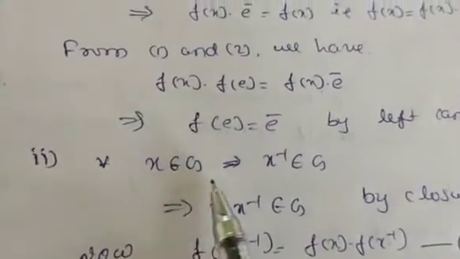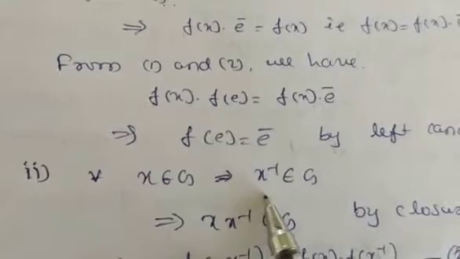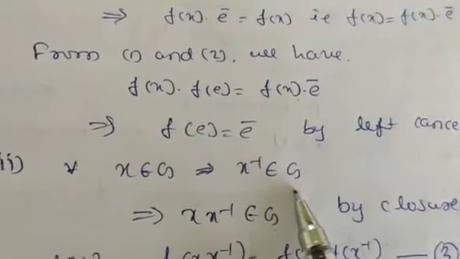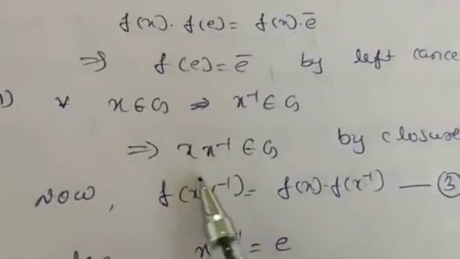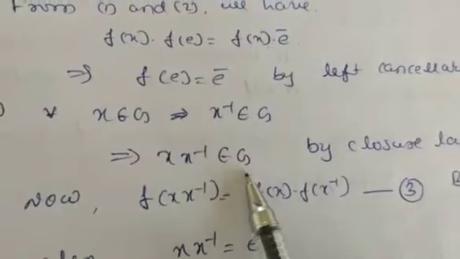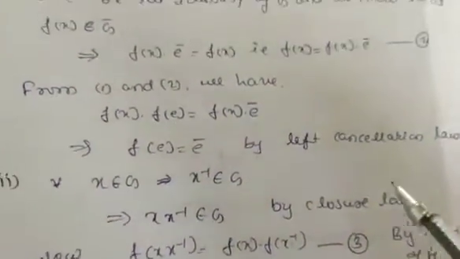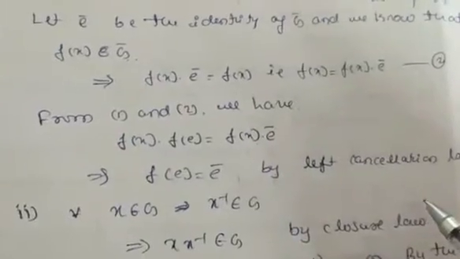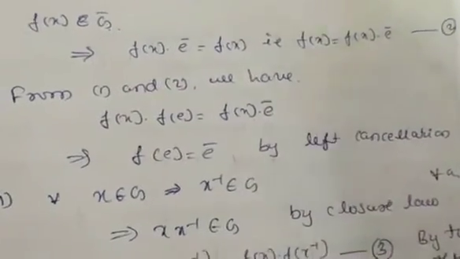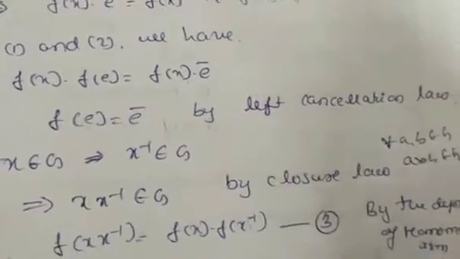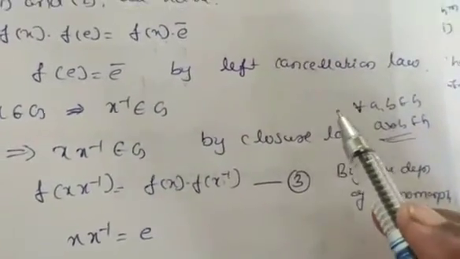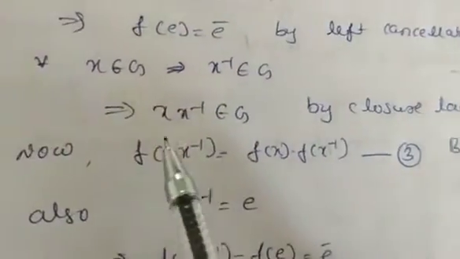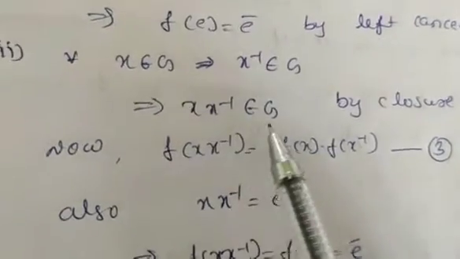Let us prove the second one. For all x belongs to G, this implies x inverse also belongs to G because G is a group. Every element has its inverse. So this implies x into x inverse also belongs to G because it satisfies the closure law. Closure law means for all a, b belongs to G, a star b also belongs to G. This star may be multiplication, or simply a dot, or we can write directly a into b. So x into x inverse belongs to G.